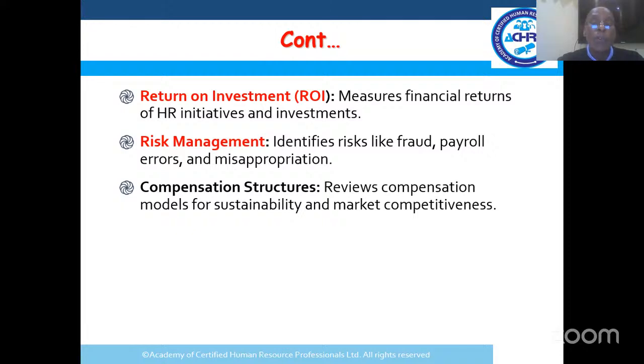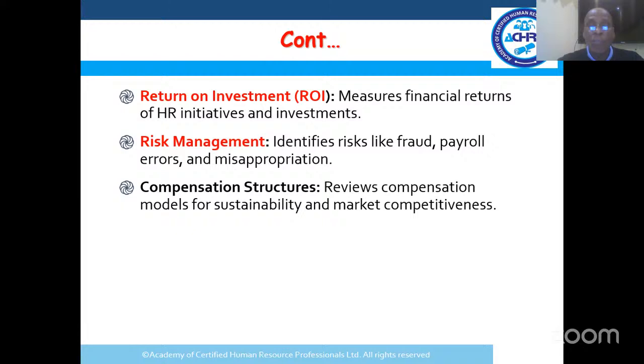For example, working environment, if it is not conducive, it's a risk. People become sick, people can be injured. And there are a lot of costs associated with a poor working environment where people are sick and are injured. The costs are very high. So our HR audit will also look at the health and safety aspects of the organization where risks could arise and take appropriate measures so as to avoid or minimize the risks.